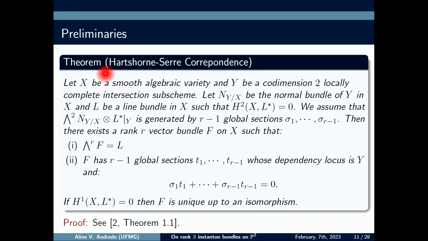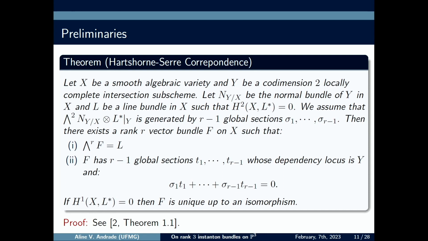So if X is a smooth algebraic variety and Y is a codimension 2 locally complete intersection subscheme, so when X is P3, this one is going to be a curve. Let this be the normal bundle of the subscheme, and L be a line bundle on X which satisfies this vanishing cohomology. So we assume that this is generated by R minus 1 global sections, and there exists a rank R vector bundle on X such that its determinant is L, and then F has R minus 1 global sections whose dependency locus is given by this, and more. If this happens, with the vanishing cohomology over here, then F is unique up to isomorphism.